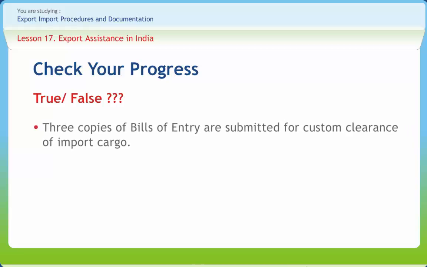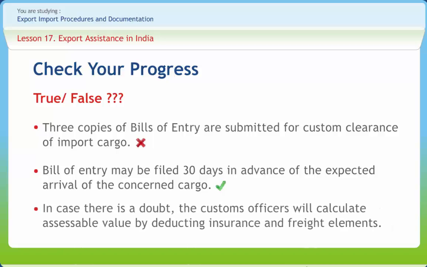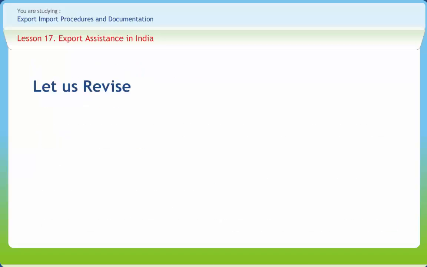Free copies of bills of entry are submitted for custom clearance of import cargo. Right or wrong? Wrong. Bill of entry may be filed 30 days in advance of the expected arrival of the concerned cargo. Right or wrong? Right. In case there is a doubt, the customs officers will calculate assessable value by deducting insurance and freight elements. Right or wrong? Wrong.